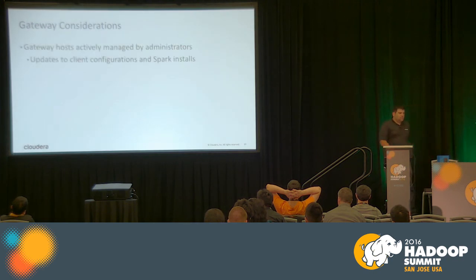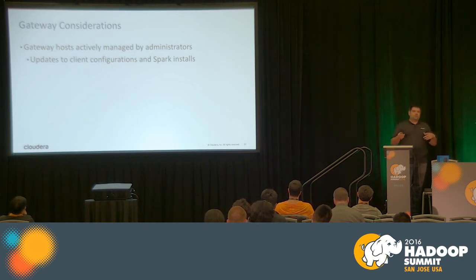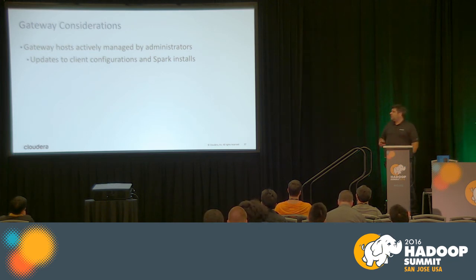Some of the problems with this is that these hosts, these gateway machines, have to be actively managed by the administrator because the machines have to have up-to-date client configurations. If you change the location of your resource manager, you need to know about that in the client configs when you submit a job to Yarn.